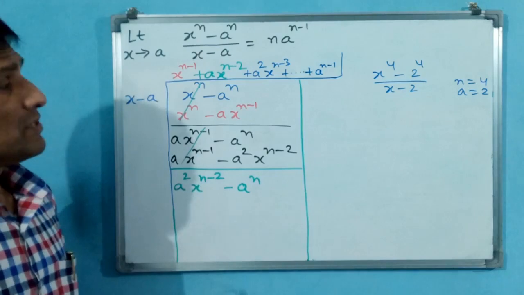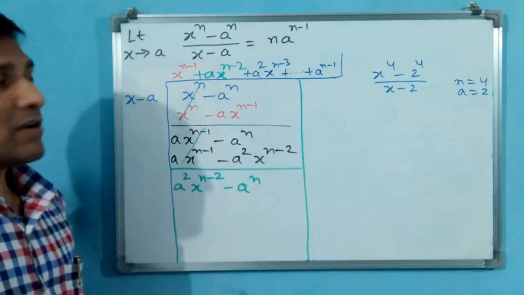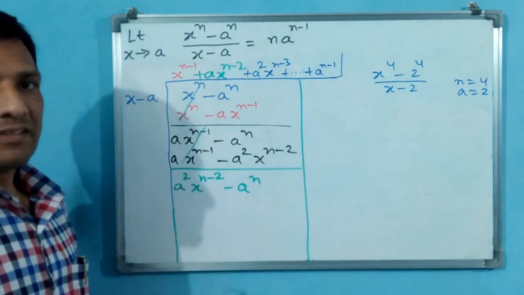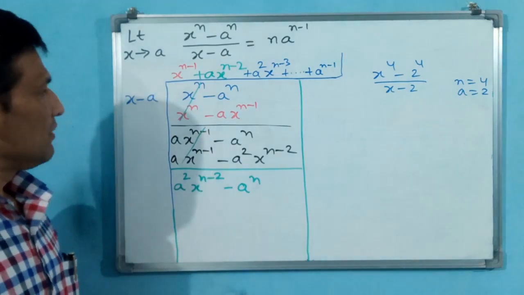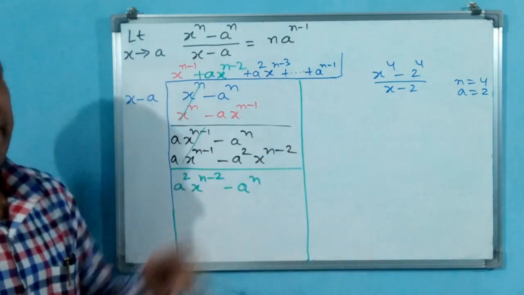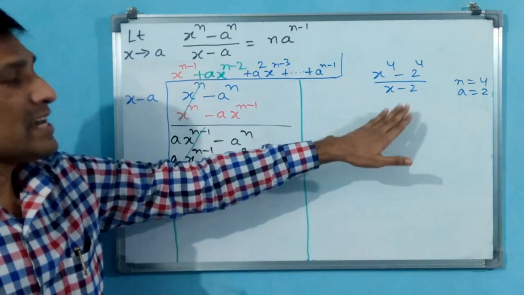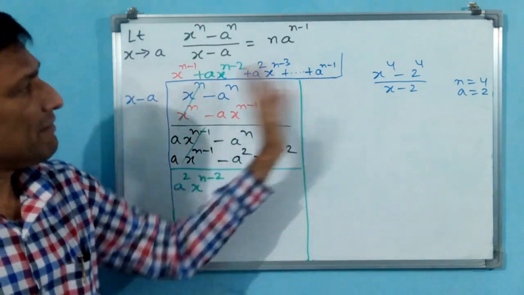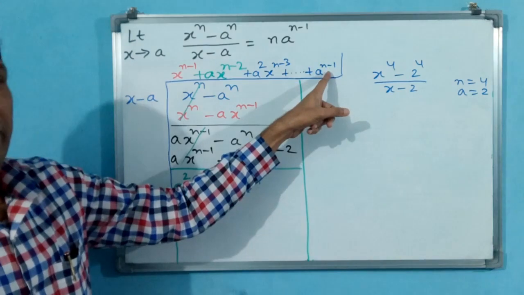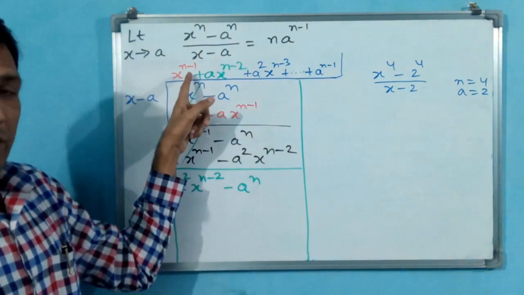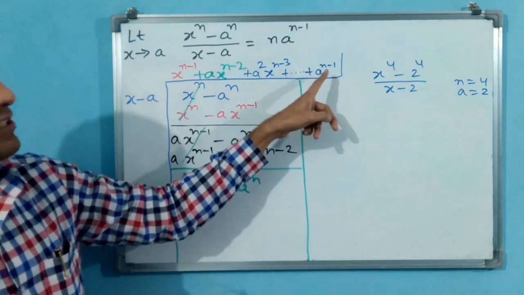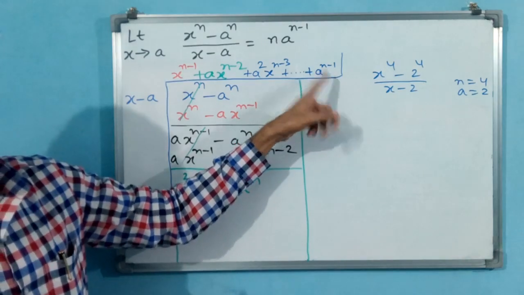Now you ask me, sir, why a power n minus 1? Why not a power n? By doing so, you don't know what the end one is. That is why I have taken this example. Here I am going to show you what will come, and I will compare and show that here a power n minus 1 will come, starting with x power n minus 1, ending with a power n minus 1.